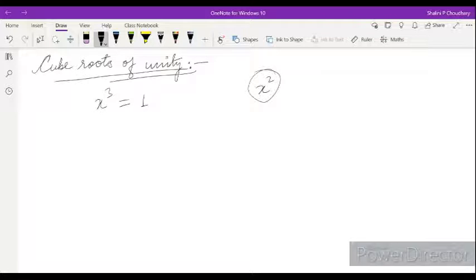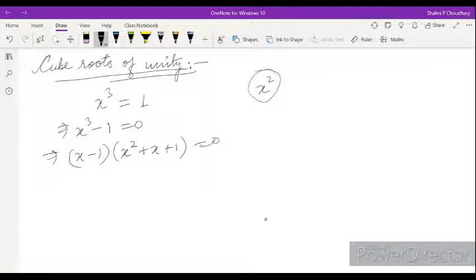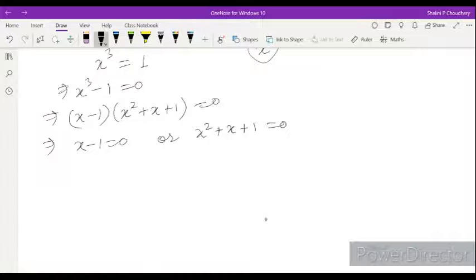So x cube is equal to 1. It means x cube minus 1 is equal to 0. Now if we take x minus 1 common, what will be left behind? x square plus x plus 1, that is equal to 0. It means either x minus 1 is equal to 0 or x square plus x plus 1 is equal to 0, right? So one solution we got here, x is equal to 1.